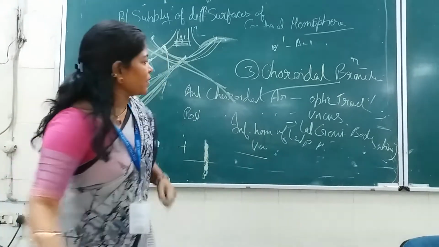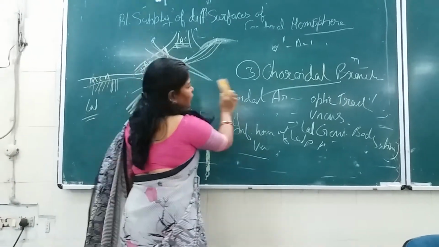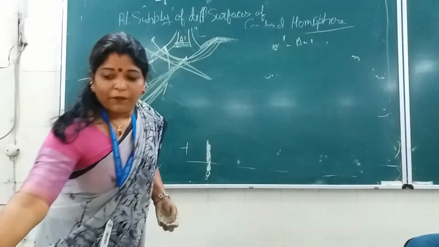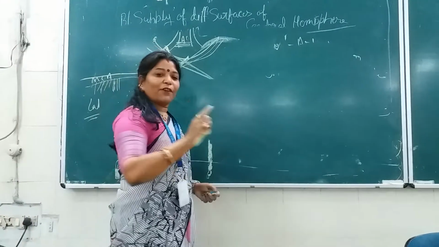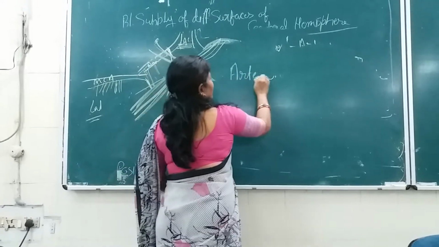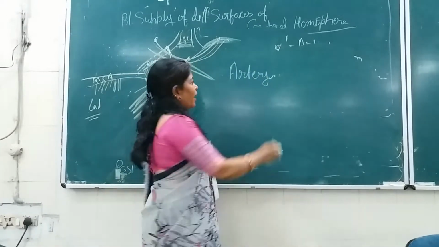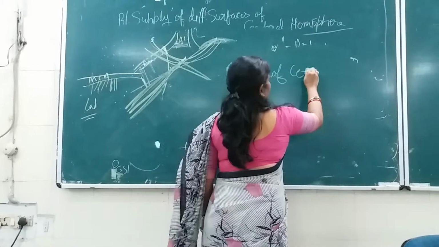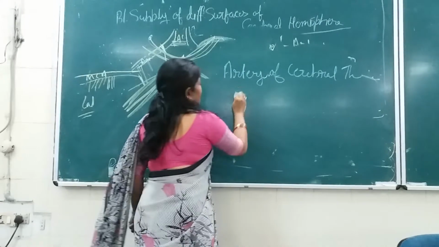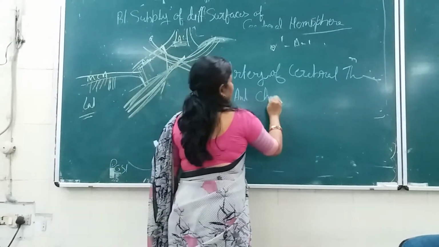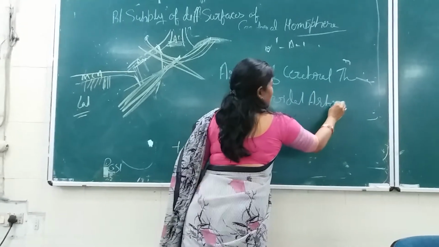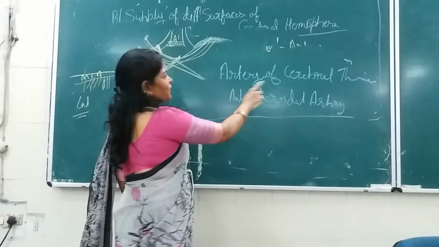A very important thing we should remember about the anterior choroidal artery is, anyone? Just now we discussed the artery of cerebral hemorrhage, and this is the artery of cerebral thrombosis. The artery of cerebral thrombosis is the anterior choroidal artery. It is very important for the objective questions.